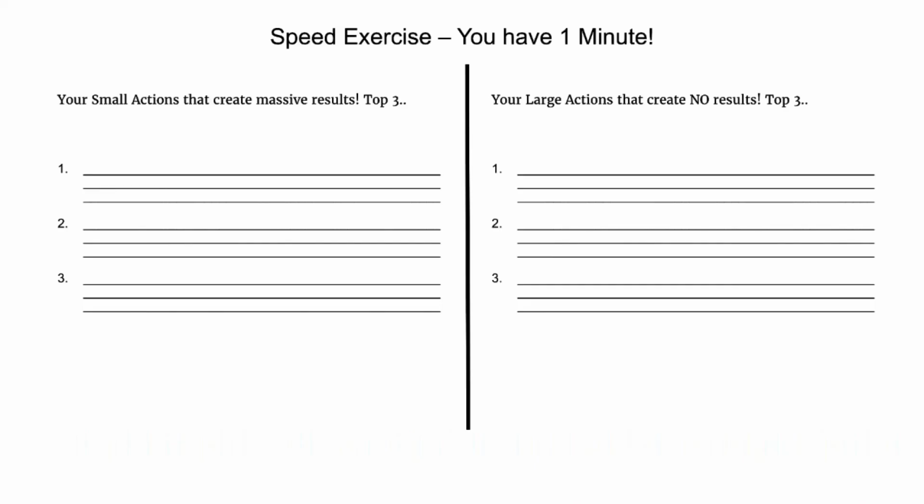Okay, welcome back. So here's what we're going to do next. We're going to do what's called a speed exercise. You're going to do this in 1 minute. I don't want you to take a lot of time to process and think. I want the first thing that comes to your mind. So go ahead and pull out a pen and piece of paper right now. And I want you to write your small actions that create massive results, the top 3 things. Go ahead and write those out. When you're done with that, write out your large actions that create no results, top 3 things.